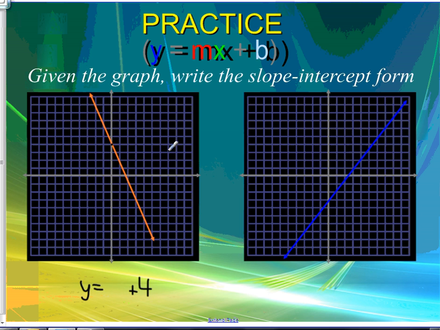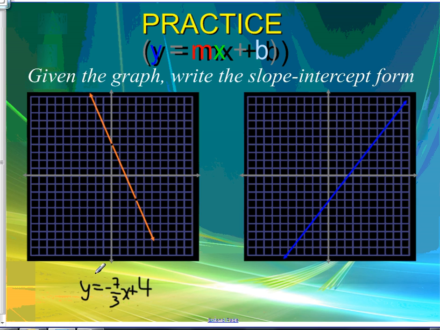Now I need to figure out my slope. Now there are no dots on here, so I do need to create my own. So I'm going to put one right here, and I'm going to use my y-intercept. So I'm going to go down 1, 2, 3, 4, 5, 6, 7, and over 1, 2, 3. So I have a down negative 7 and over 3. Add my x, and that would be my equation.